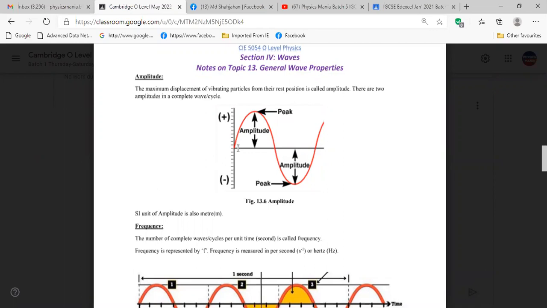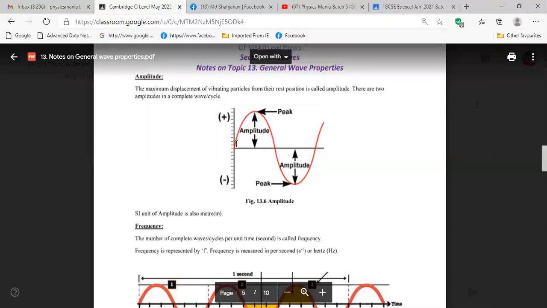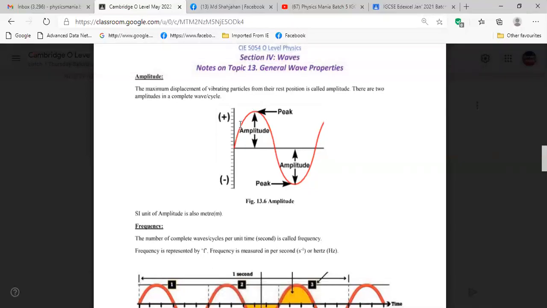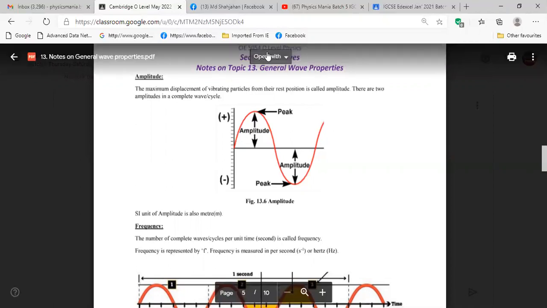So this way you see this line, this black straight horizontal line. This one is showing you the rest position of the particles, and the red line here is showing the amplitudes, the displacements of the particles. Okay, look here, I am showing this more elaborately.